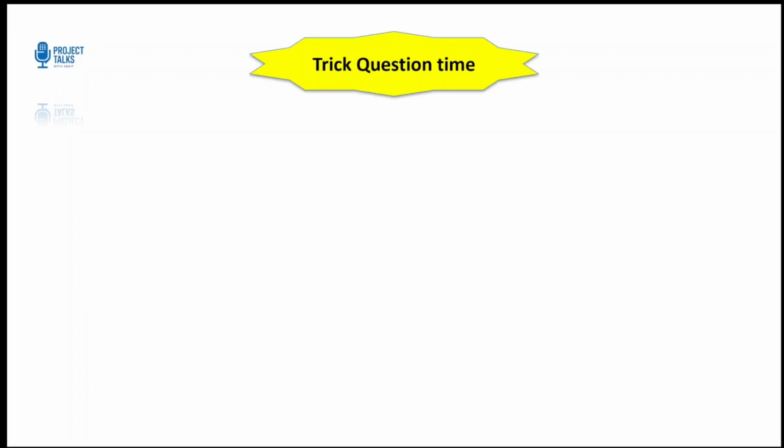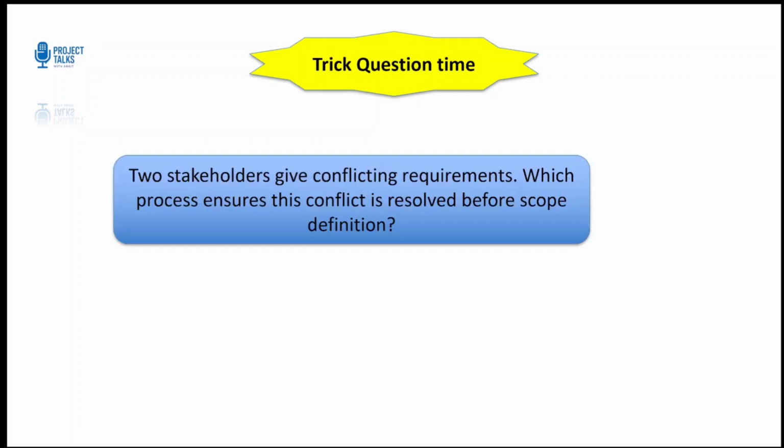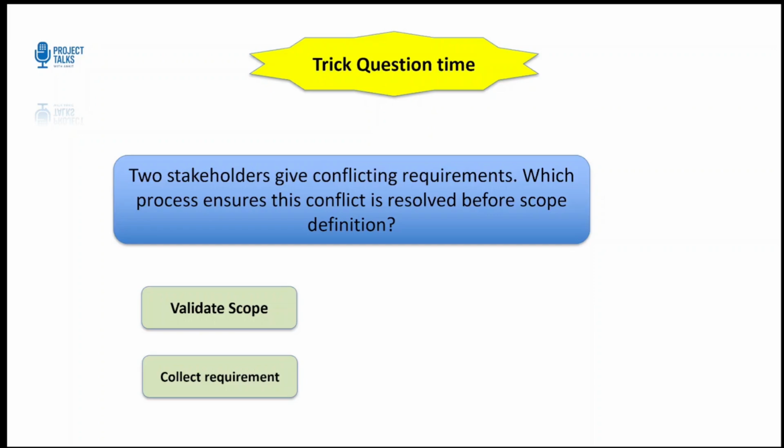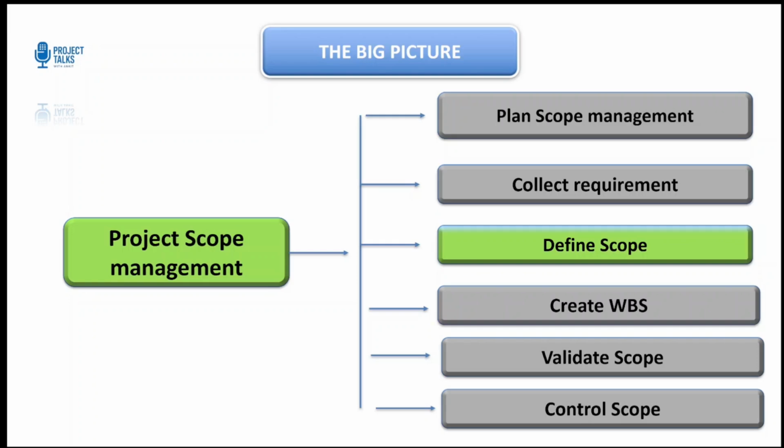Let's get to the next point. Okay. Now, here's a trick question for you to test your knowledge. Two stakeholders give conflicting requirements. Which process ensures this conflict is resolved before the scope definition? Validate scope or collect requirements? Comment your answers below.